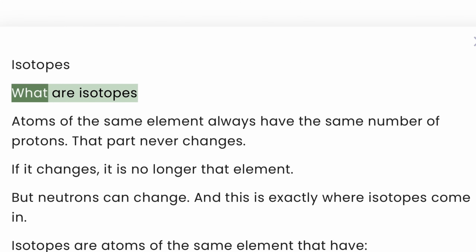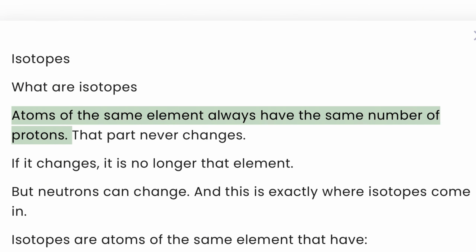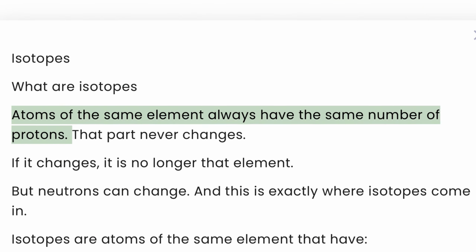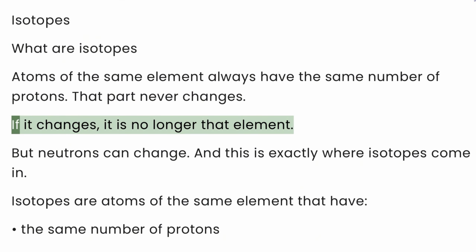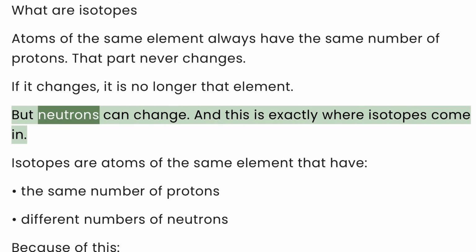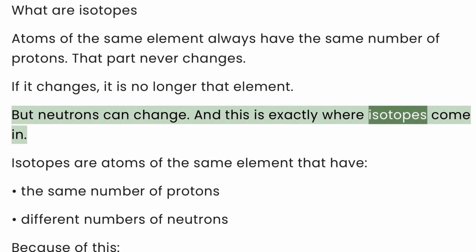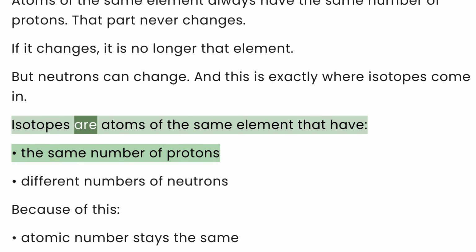Isotopes. What are isotopes? Atoms of the same element always have the same number of protons. That part never changes. If it changes, it is no longer that element. But neutrons can change, and this is exactly where isotopes come in. Isotopes are atoms of the same element that have the same number of protons, different numbers of neutrons.